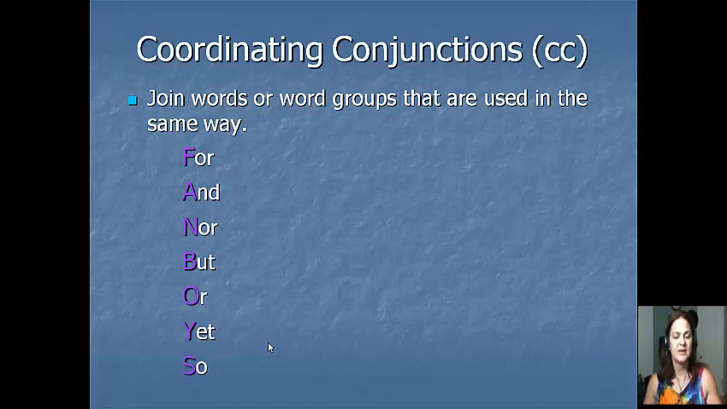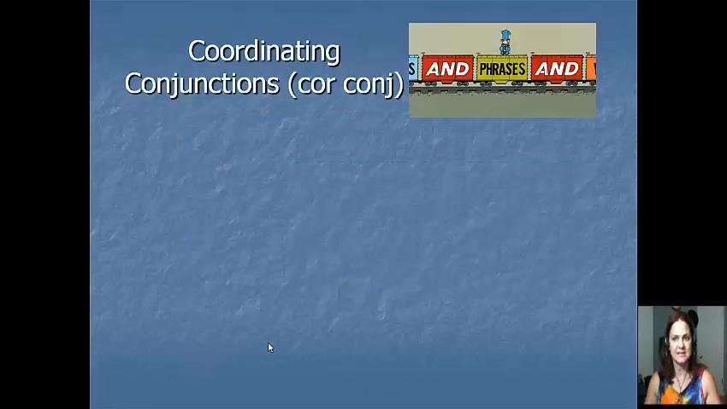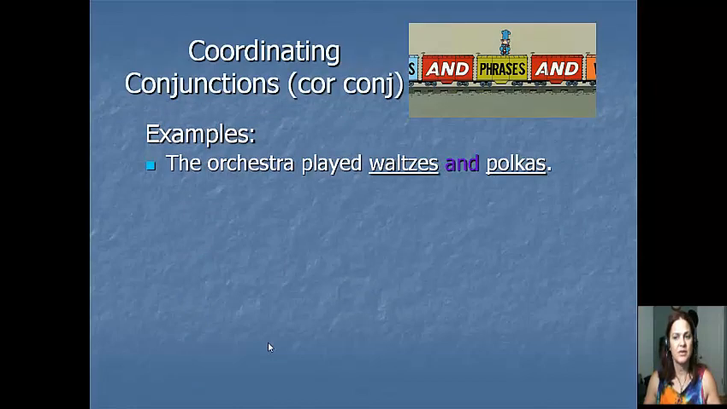So you can tell there, you have an acronym that will help you remember all 7 of your coordinating conjunctions, and that's FANBOYS. It serves as an acronym to help you remember those. Kind of corny, but it works. So these are coordinating conjunctions. Let's look at how they work in sentences. The orchestra played waltzes and polkas, so and joins the 2 nouns.